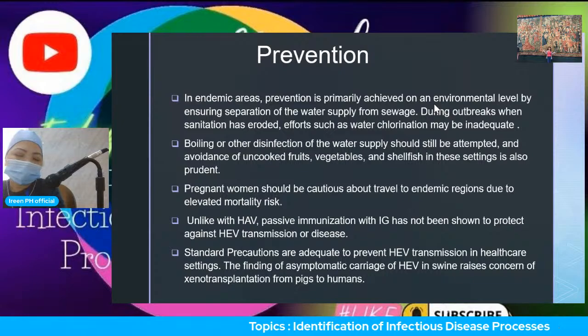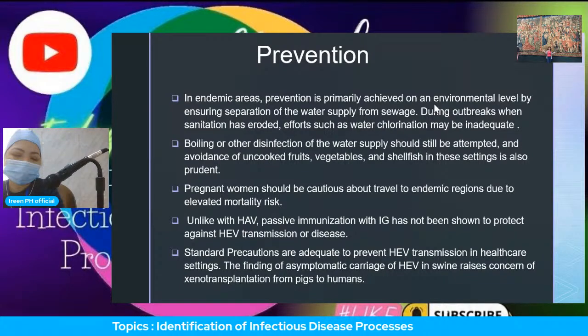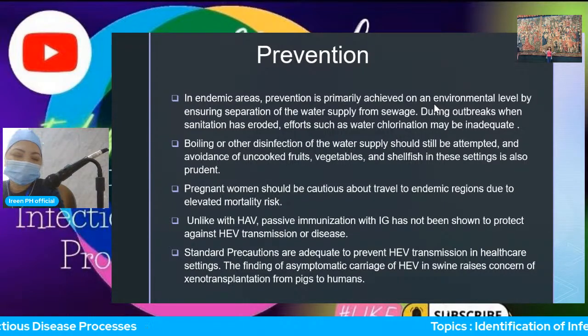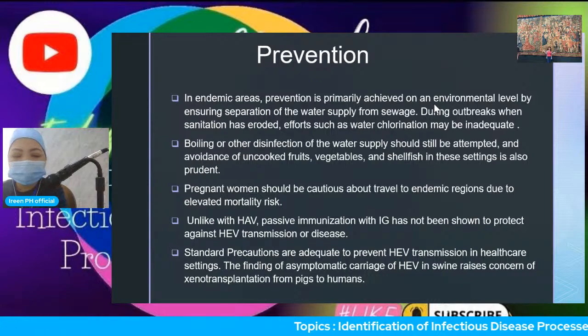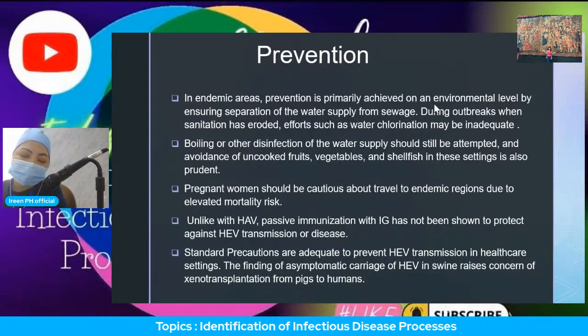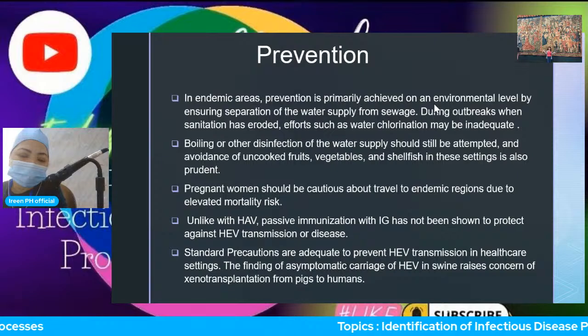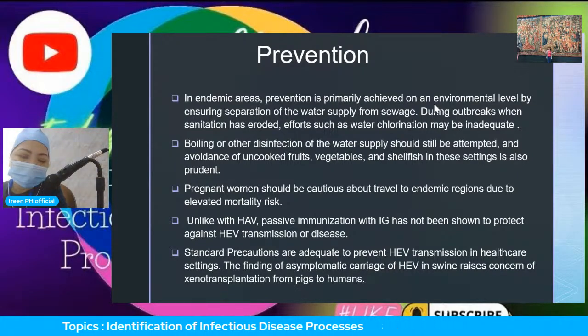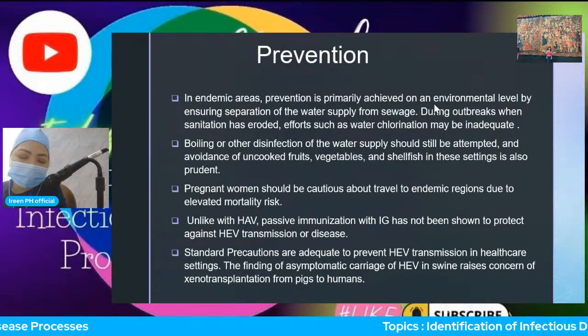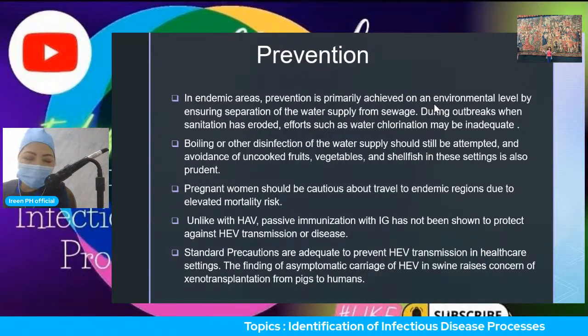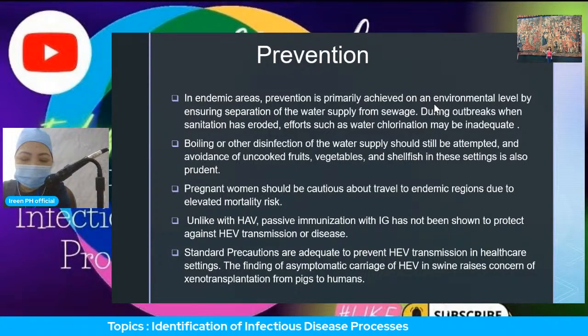Unlike with hepatitis A virus, passive immunization with immune globulin has not been shown to protect against hepatitis E virus transmission or disease. In our prevention, we always mention standard precautions, of course, as number one; they are adequate to prevent transmission in healthcare settings. The finding of asymptomatic carriage of hepatitis E virus in swine raises concern of zoonotic transmission from pigs to humans.